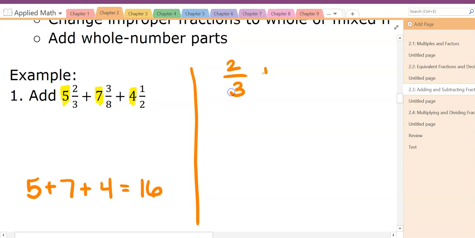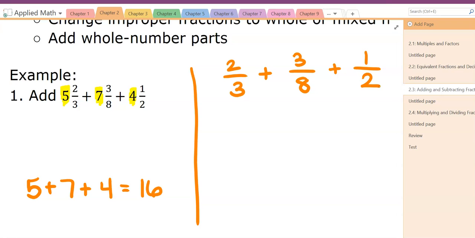2/3, 3/8, 1/2. What's going to be my common denominator? 3 and 2 can go into 8 too... 24. Because all those numbers have to go into something in common, and 24 is going to be the smallest. There are other numbers, but they would be really big, so I would try to stick with the smallest one that you can.